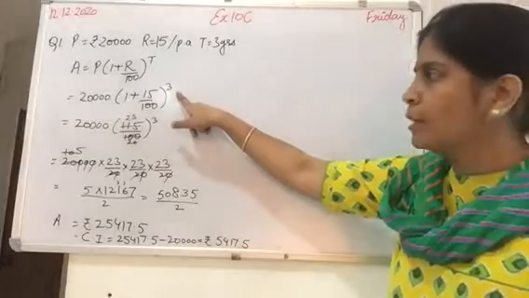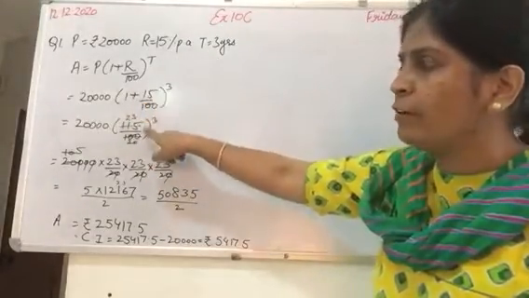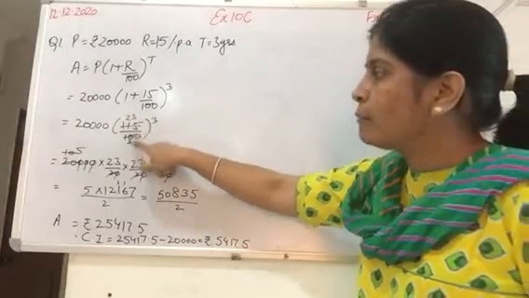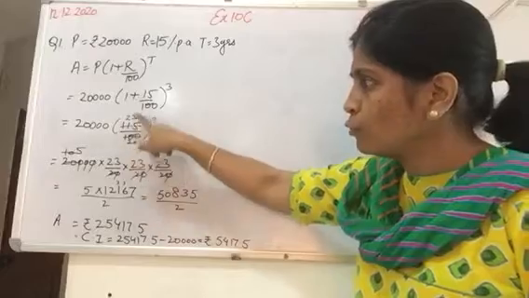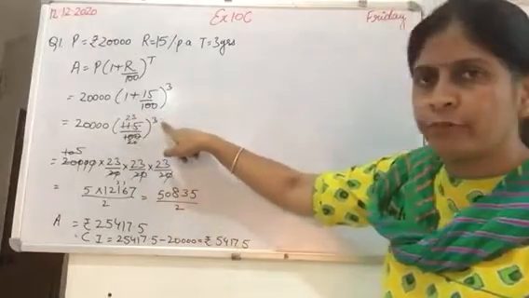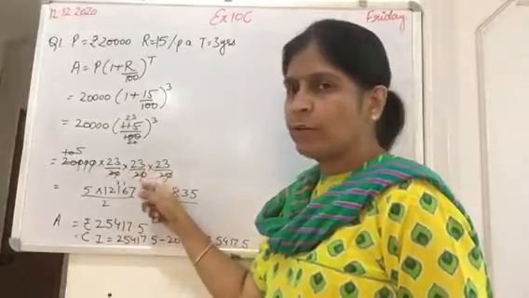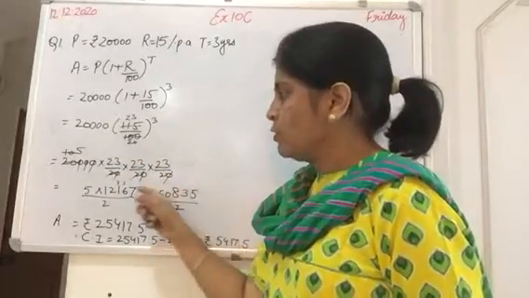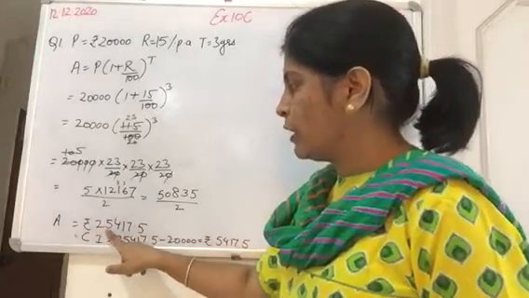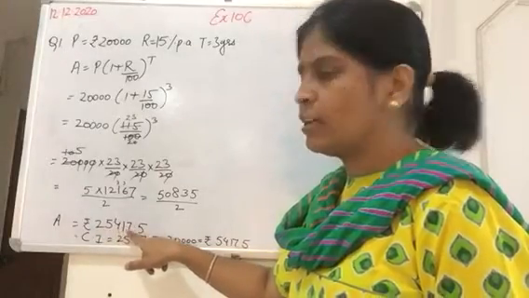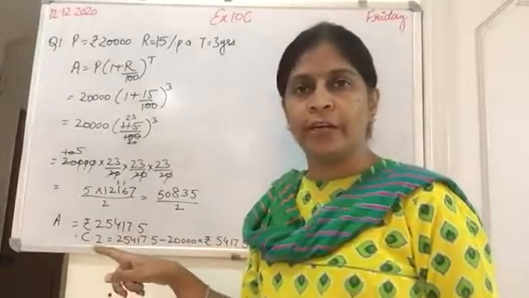Now when we solve this, the LCM will be 100, so 100 plus 15, it will be 115 by 100. I make it into the simplest form, 23 by 20. So this 23 by 20 you have to repeat 3 times: 20,000 into 23 by 20 into 23 by 20 into 23 by 20. So when we simplify it, I get 25,417.5. But the question says find the compound interest.